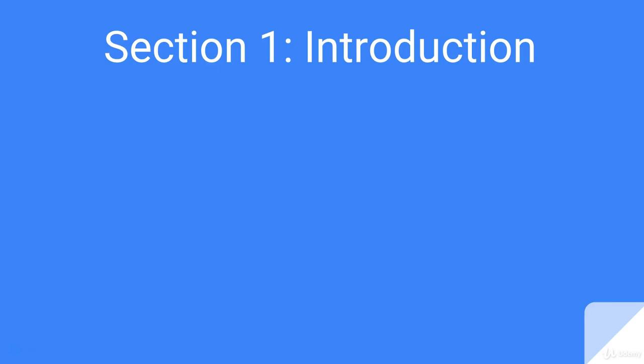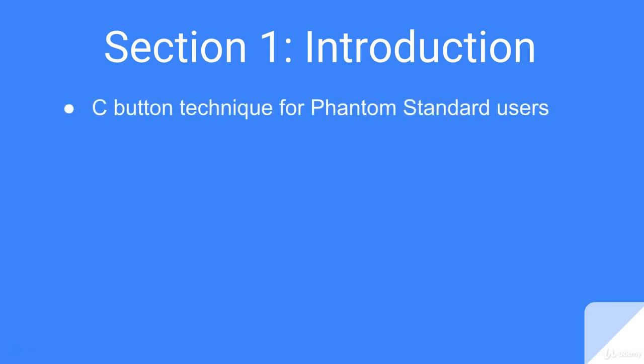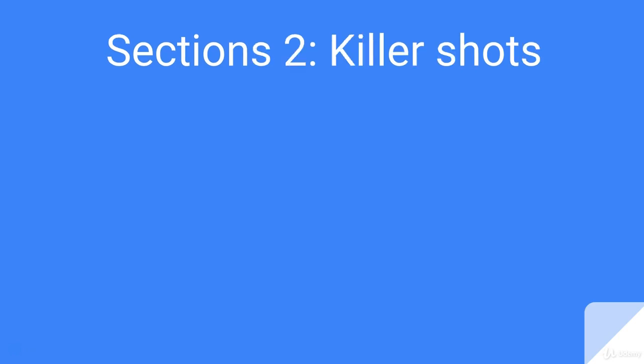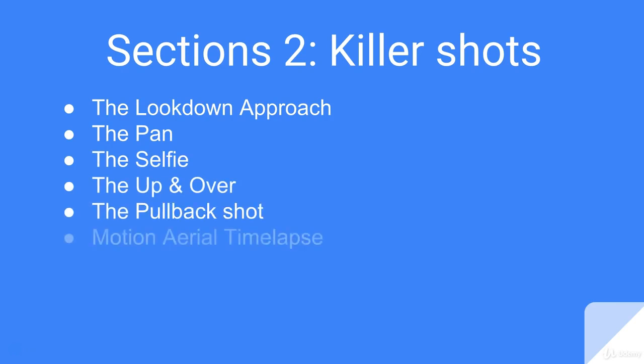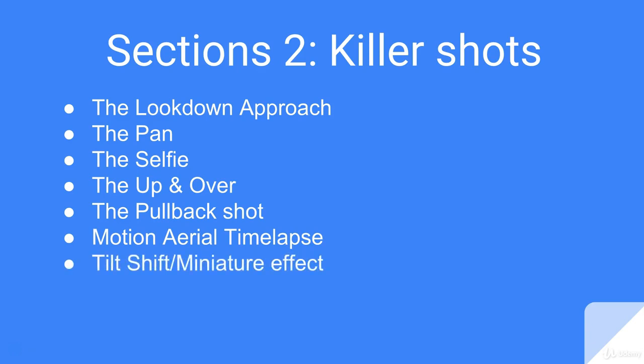Let me take you through the curriculum, starting off with a lecture for Phantom Standard users on how to use the C button if you don't have a C button. You're welcome to skip this if you don't have a Phantom Standard. Then a great section on killer shots, the look down approach, the pan, the selfie or the droney, the up and over, the pullback shot, and then because everyone's been asking for it, I created a lecture on how to create an aerial time-lapse, which is really beautiful, followed by your tilt shift or miniature effect, which is particularly beautiful if you add this effect to a time-lapse. So some awesome killer shots here in Phantom Film School 2.